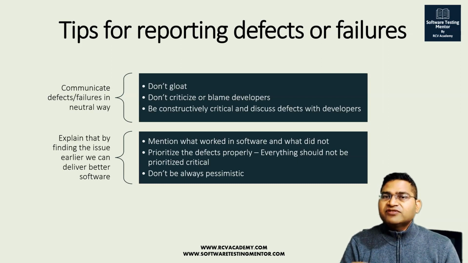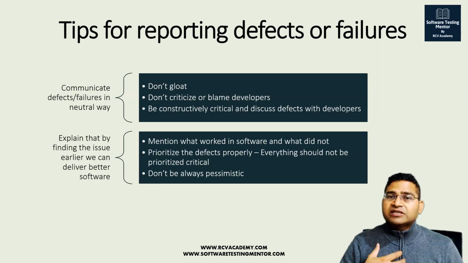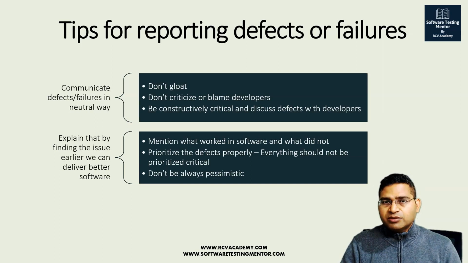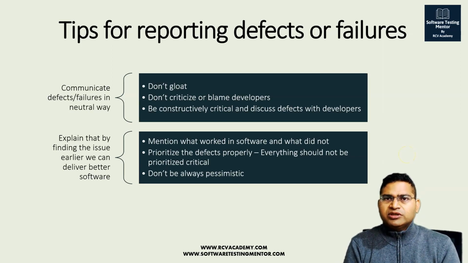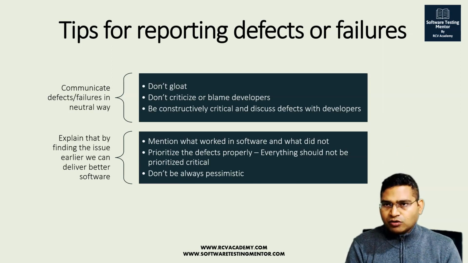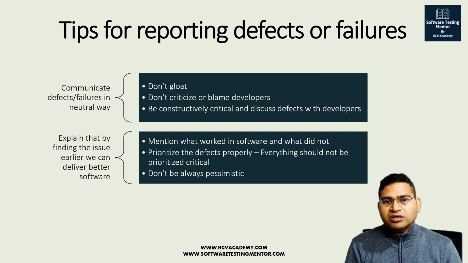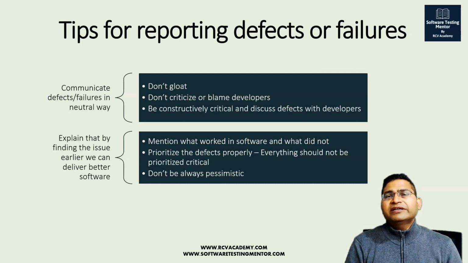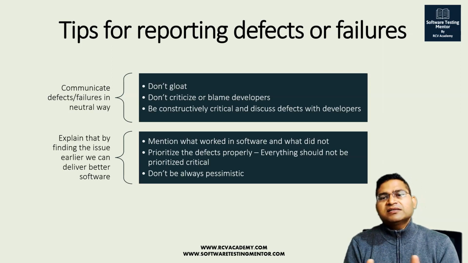Now things have changed. This used to happen a lot previously when we followed traditional development approaches and the teams were working separately. There was not too much collaboration between the teams, right? Now there should be a lot of collaboration between the testing and development teams, and it shouldn't be a blame game at all. So when you are reporting any defects or failures, make sure they are in a neutral way. Do not gloat, do not criticize or blame a developer. Always be constructive and discuss defects with the developers, because quality in Agile is everyone's responsibility.